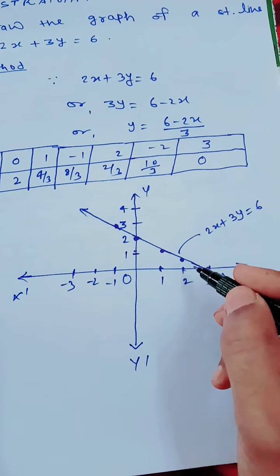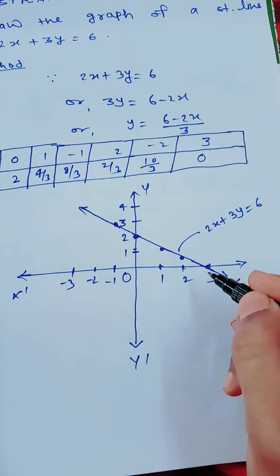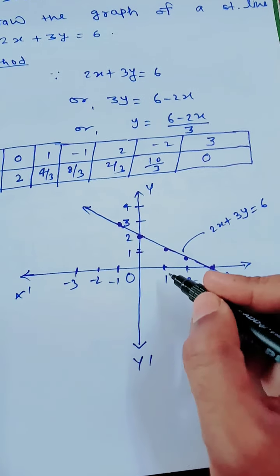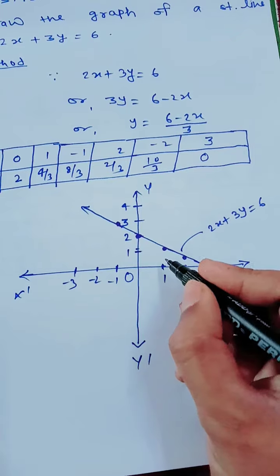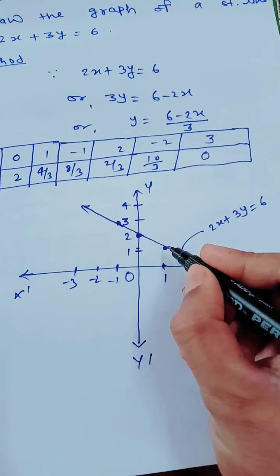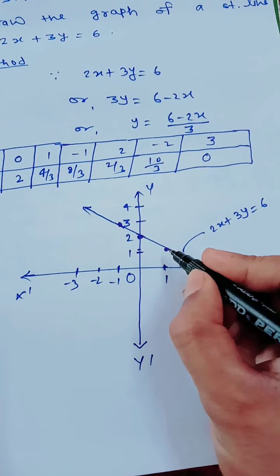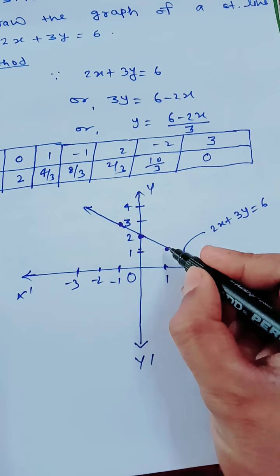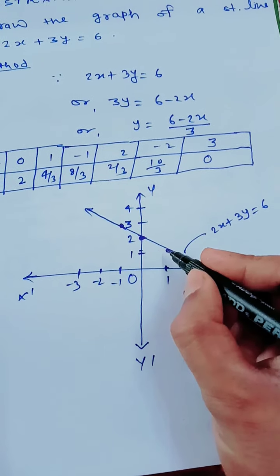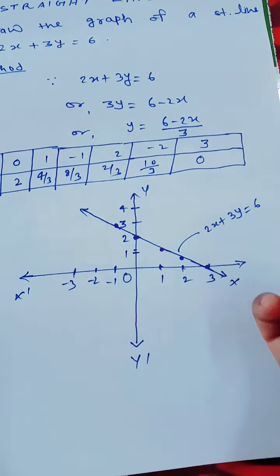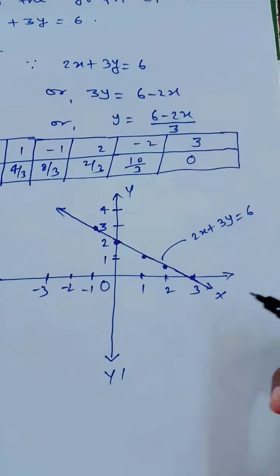Now we will locate (1, 4 upon 3). (1, 4 upon 3) means x is 1 and y is 4 upon 3. 4 upon 3 means slightly greater than 1. So this point is (1, 4 upon 3). Similarly, we can locate other points.